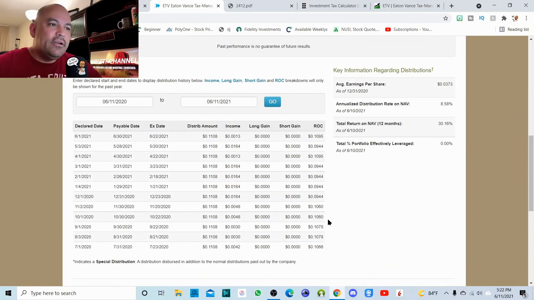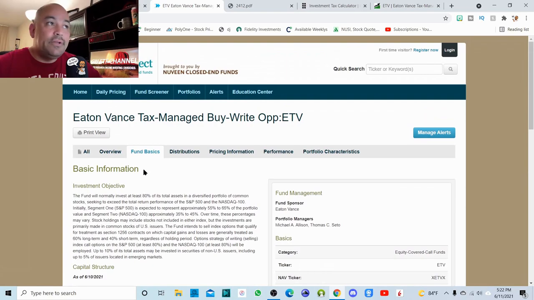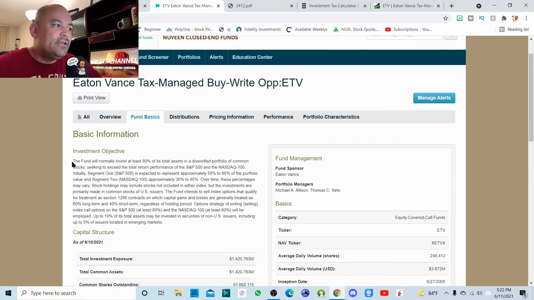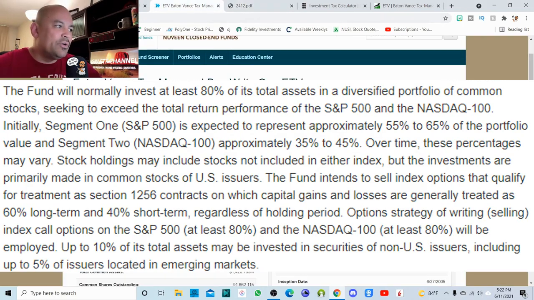And we'll go down here and we'll look at what the distribution is. This is the tax advantage. Actually, let's go to the fund basics and we'll talk about what it is. We'll just do it from here. This is more detailed. The fund will normally invest at least 80% of its assets in a diversified portfolio of common stocks, seeking to exceed the total return performance of the S&P 500 and the NASDAQ 100.